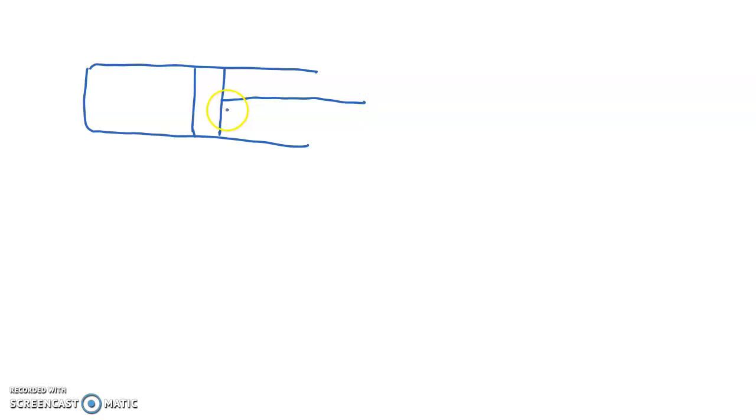If you have a piston in this cylinder, and this piston is free to move left to right. Let's say over here is frictionless. Let's say over here is also frictionless. What I'm going to do is put a candle over here to heat it up. So when I do that, I will apply heat to the system.